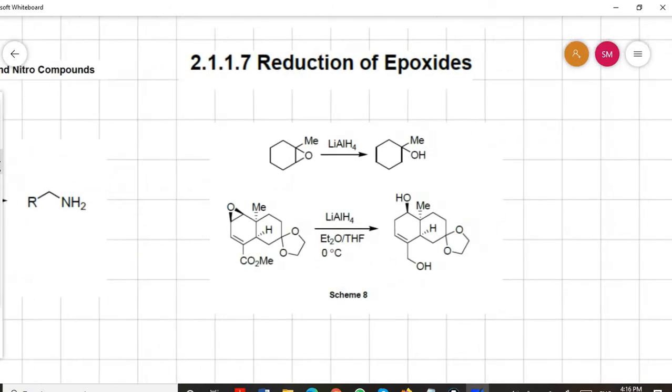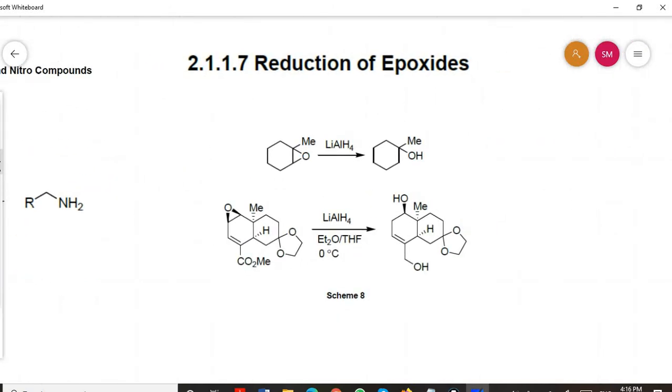Next, the final application, reduction of the epoxide. The active part of lithium aluminum hydride, H minus, will attack on the less sterically hindered side of the epoxide, so that it can open the epoxide ring. So this is what H minus is attacking here, and O minus is going to be generated. This O minus is supplied with a proton by a source of protons, which may be the solvent or the quenching agent, that is water.